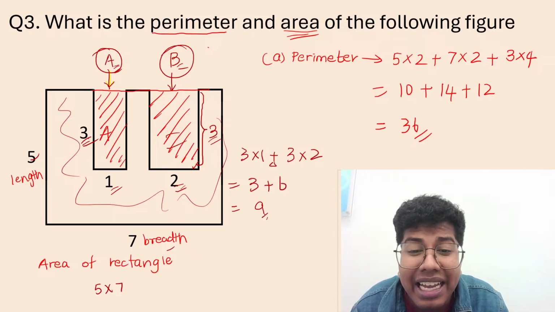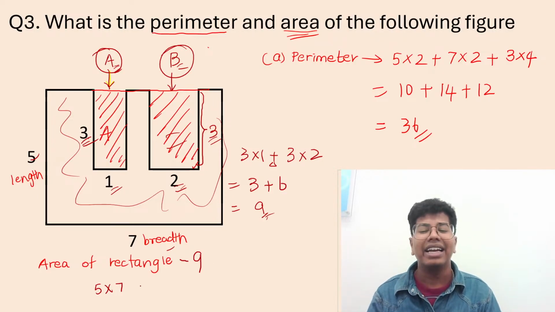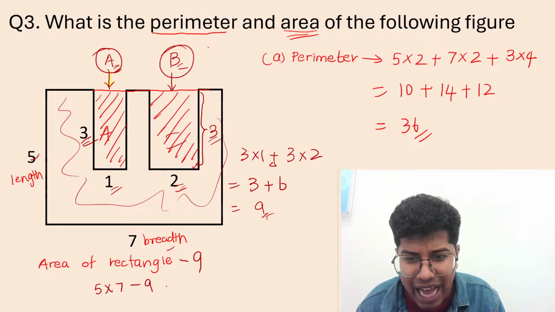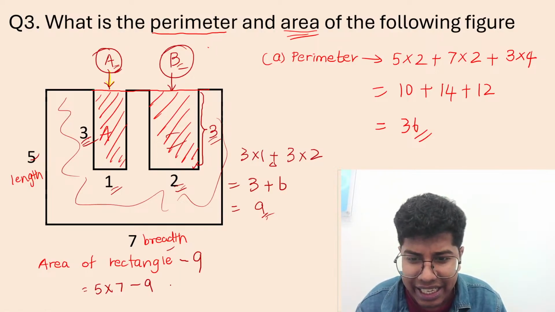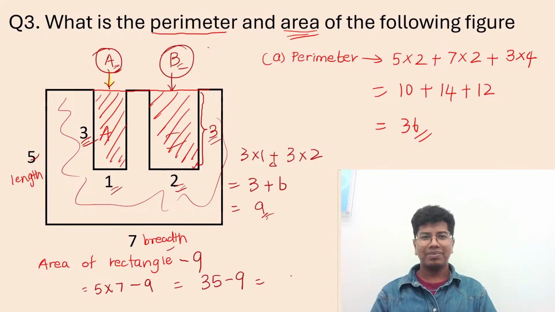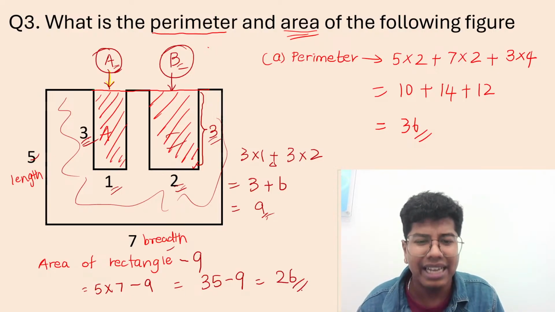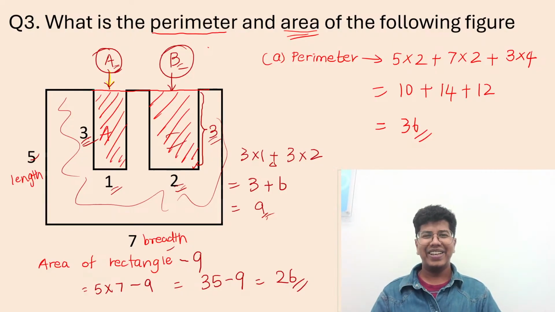That is A and B, and A and B is 9. So we just have to remove 9 from the area of the rectangle. And if we remove 9, what is the answer? Let's just see. 5 times 7 is how much? This is 35. And if we remove 9, what will be the answer? 35 minus 9 is nothing but 26. And that is nothing but in units.